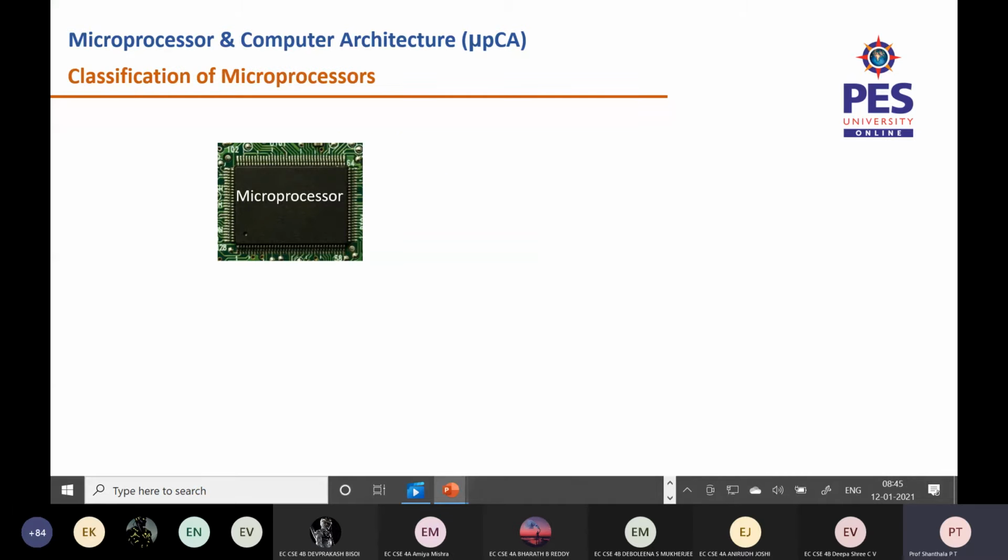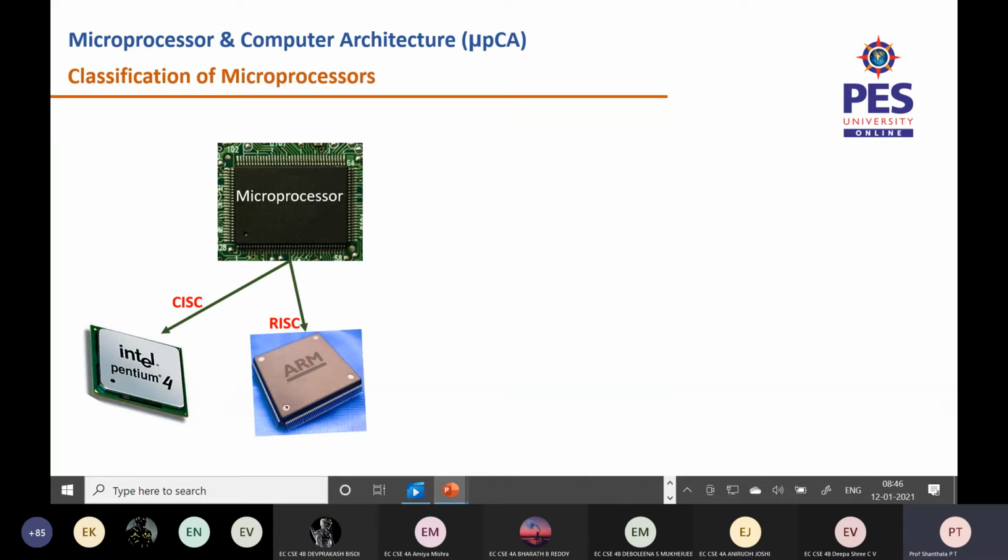So now we have a time to classify the microprocessor. What are the different classifications of the microprocessor? Under the classification of the microprocessor, we have a CISC microprocessor, or simply we'll call it CISC machines. CISC machine means those machines or computers having a CISC microprocessor. An example is Intel Pentium 4, which is a CISC architecture.